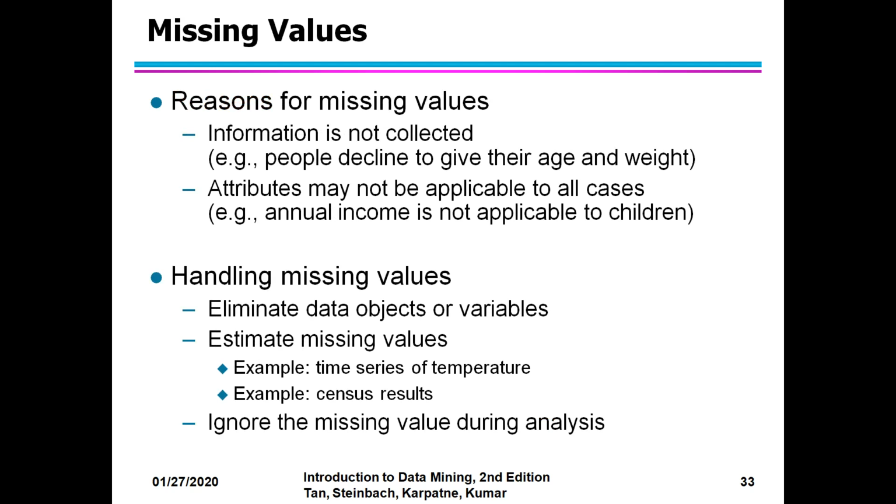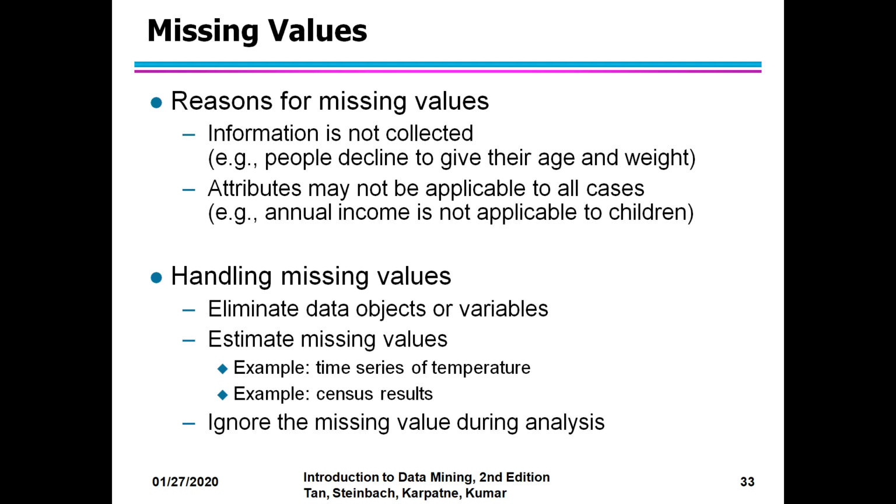Next is missing values. Reasons for missing values: why will there be missing values in the data? Information is not collected properly. For example, people decline to give their age and weight. If you are analyzing people data, some of the people will decline to give their age and weight information, because of which some of the values will be missing.